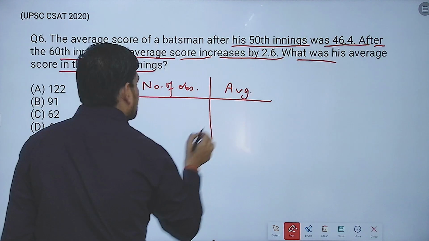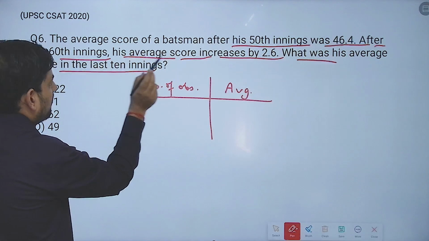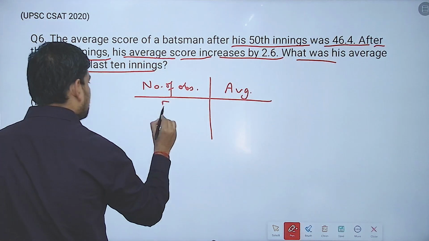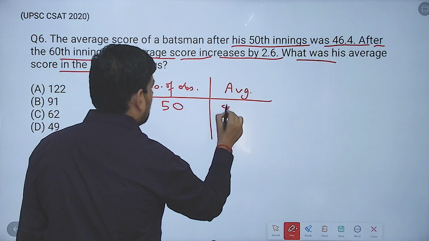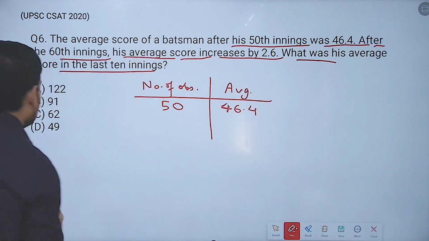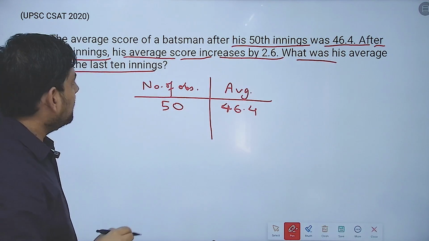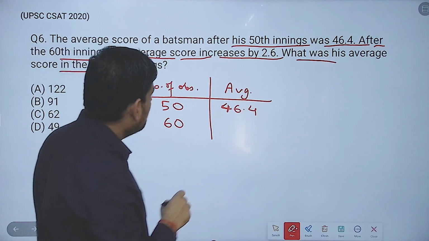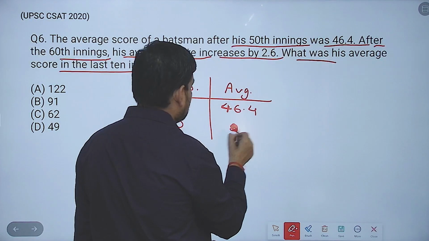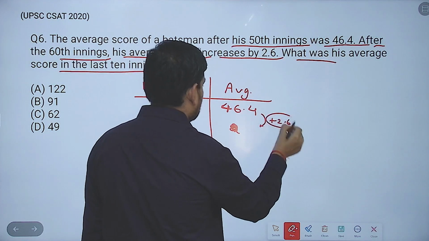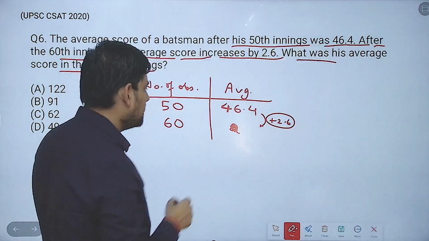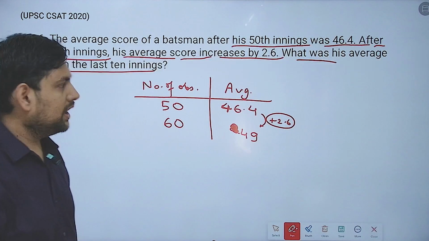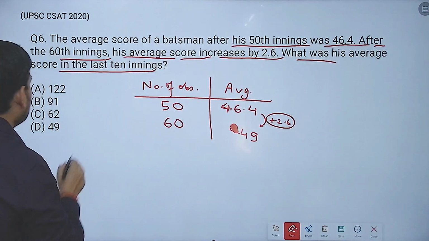Now, how many observations are there? The average score of a batsman after his 50th innings, that means the average of the first 50 innings. So the number of observations is 50. Average comes out to be 46.4. Then after the 60th innings, his average score increases by 2.6. So 46.4 plus 2.6, 0.6 added, 47, 47 plus 2, 49. So you got 49. Now, what was his average score in the last 10 innings?